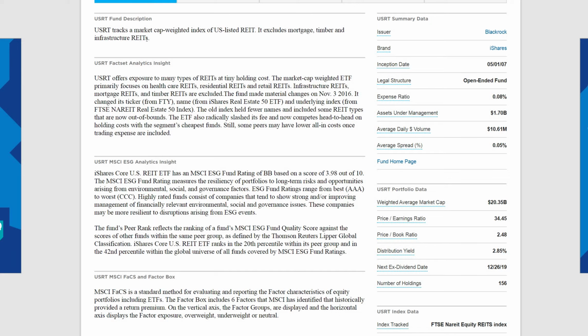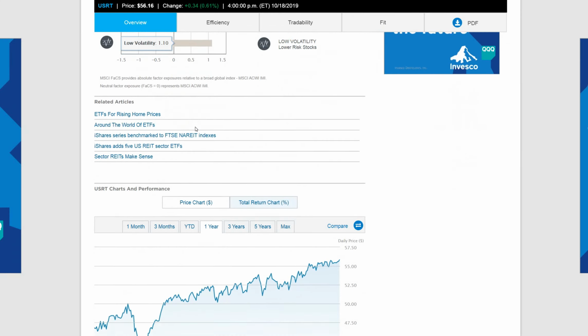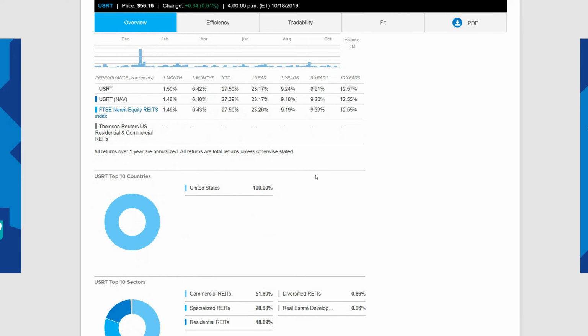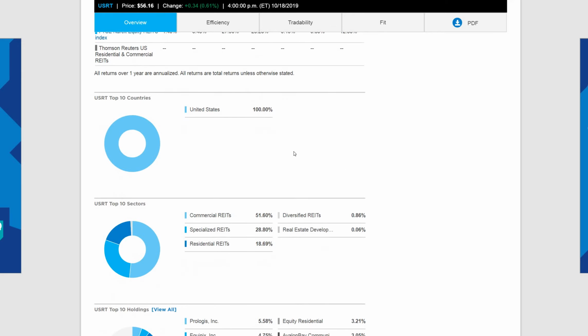Okay, and another thing that's important here is it tracks by market cap. So when this ETF is looking to incorporate REITs into their fund, this is how they're doing it. Okay, and if you want to dive into this a little bit deeper, you can head on over to ETF.com and you can type in the ticker symbol VNQ, SCHH, or USRT, and you can check those out.